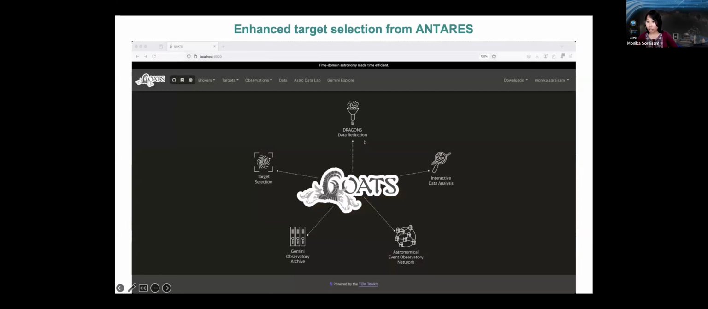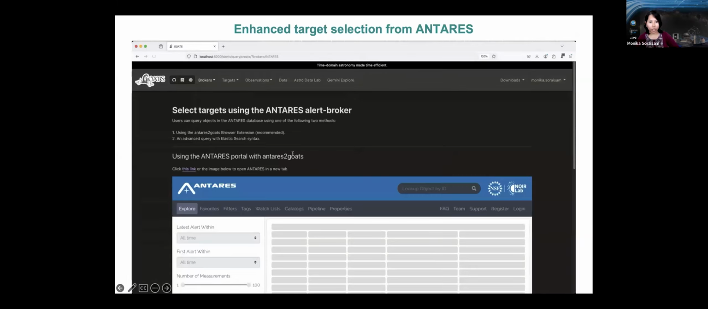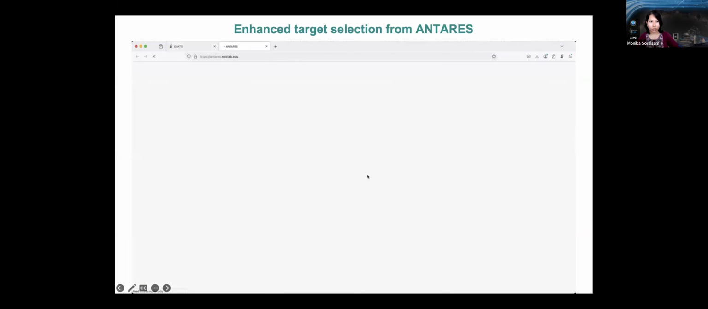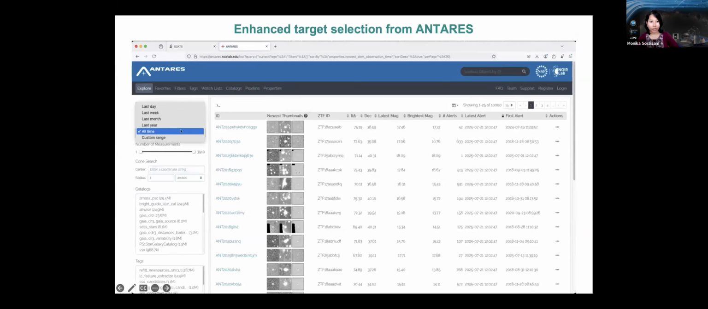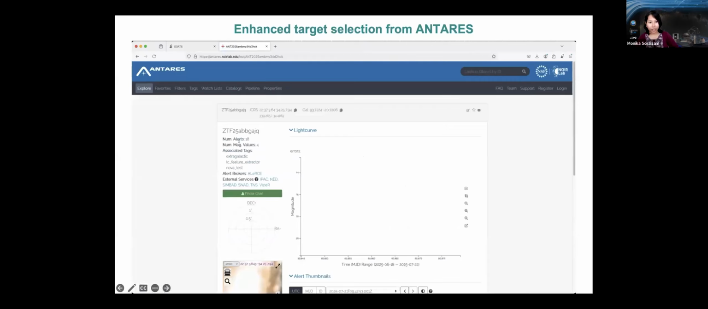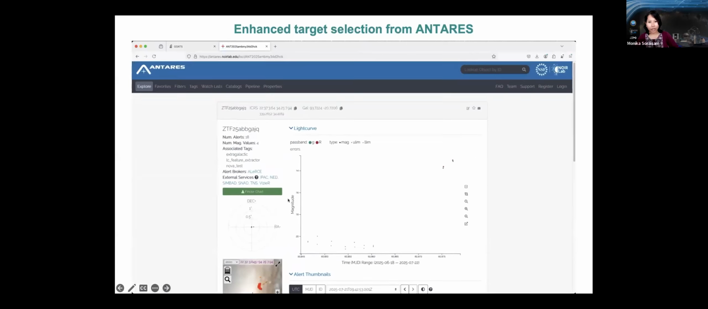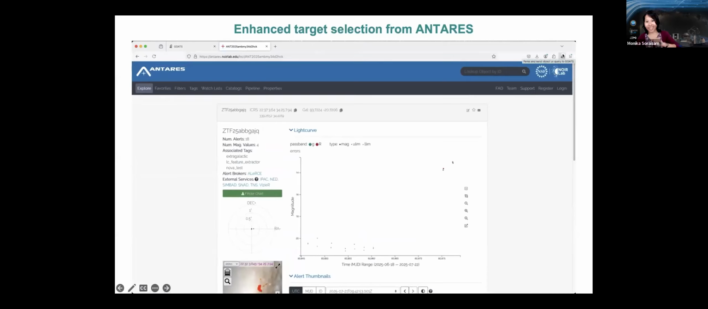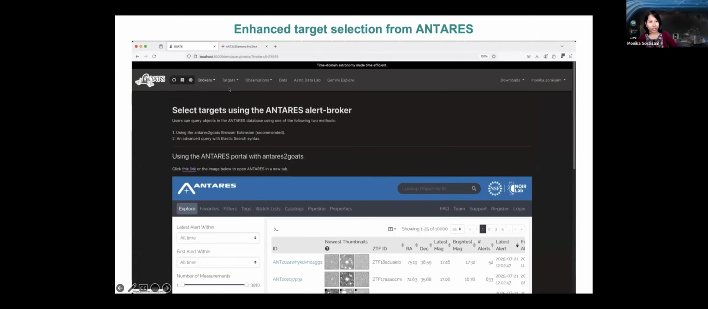ANTARES has been closely integrated into our system, such that with the click of a button, users will be able to send the target information from the ANTARES website to GOATS. That's our landing page, and one will be able to launch the ANTARES website directly from the GOATS interface. Then here on ANTARES, I'm selecting a transient. That's actually a very recent Type Ia supernova, 2025rbs, I believe, that went off in a nearby galaxy. Then just clicking an icon, I can't see it, but it's right there. This target will be transferred to GOATS, and you will see it listed right there.